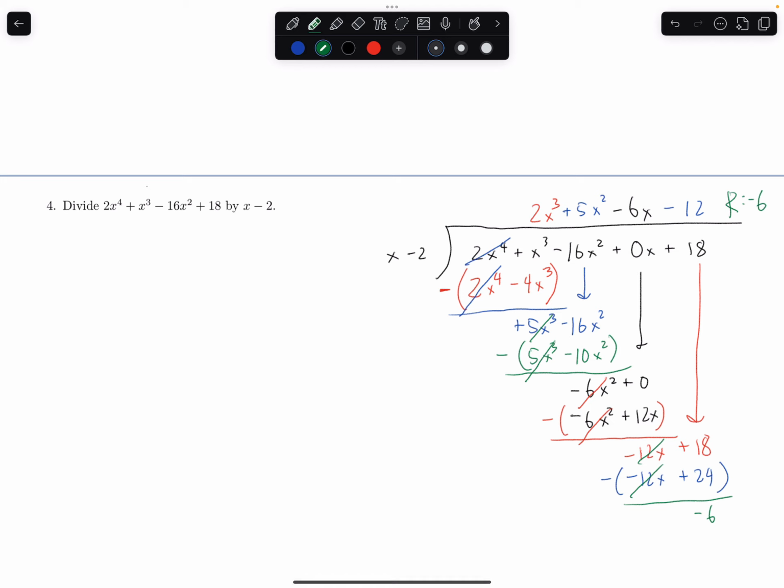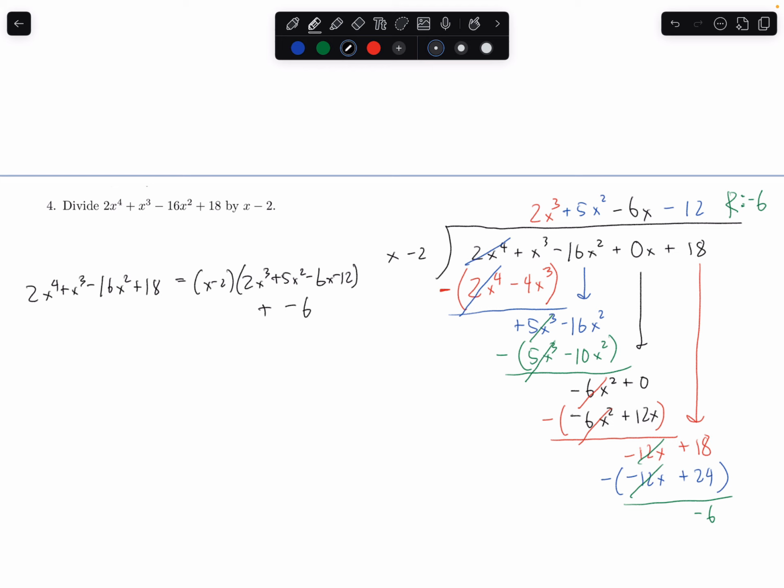Okay, there's your answer. So I just ran the division algorithm for polynomials, right? And what does it mean? It means if I take my original dividend, 2x to the fourth plus x cubed minus 16x squared plus 18, that's equal to my divisor times the quotient, 2x cubed plus 5x squared minus 6x minus 12, plus the remainder, in this case, negative 6.